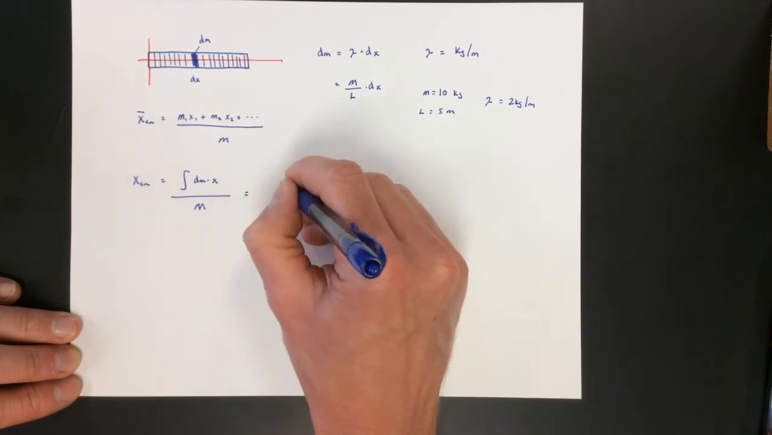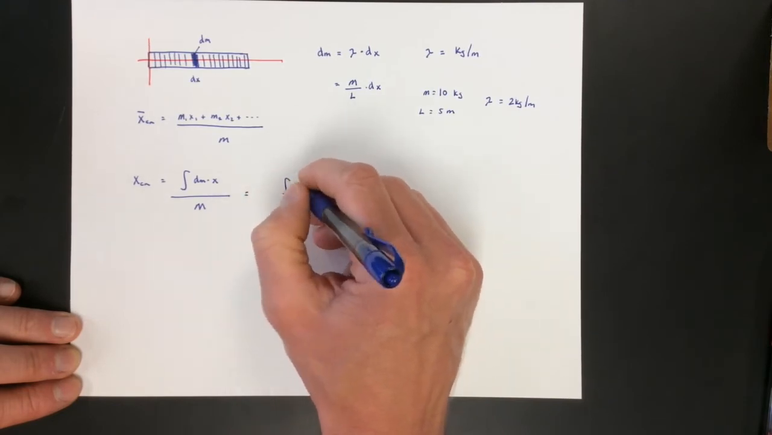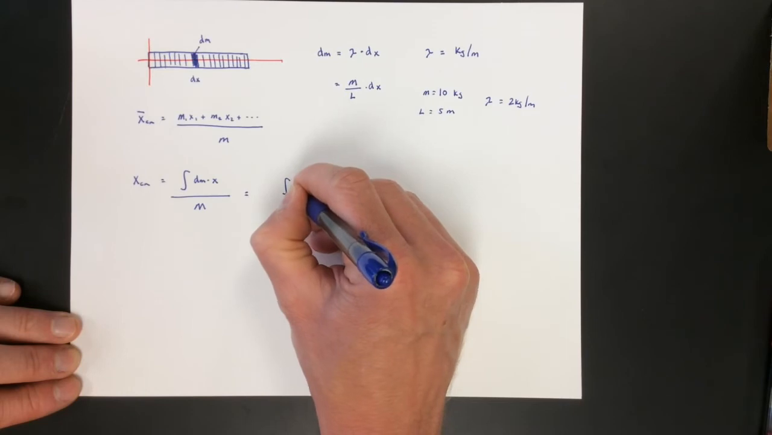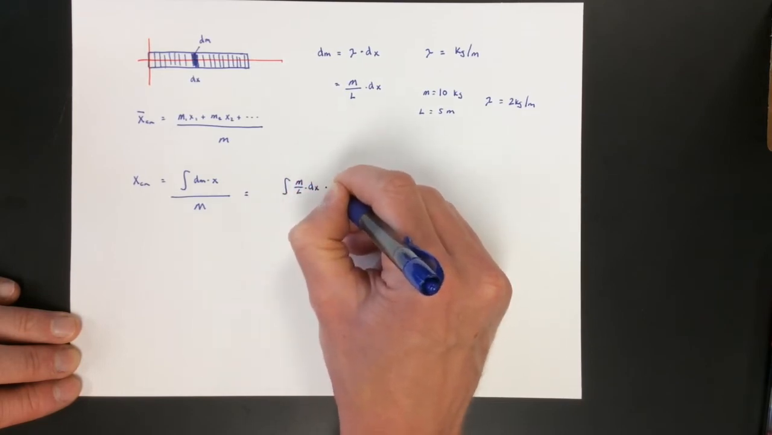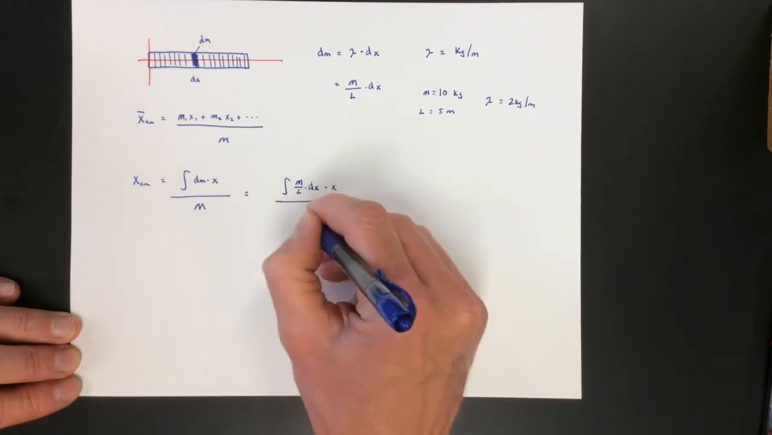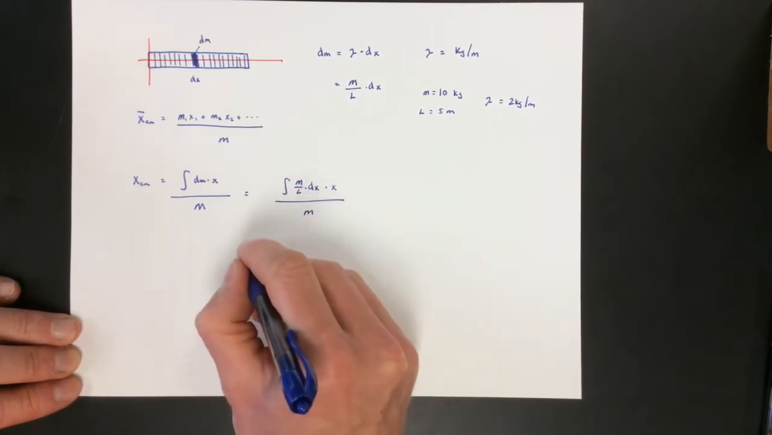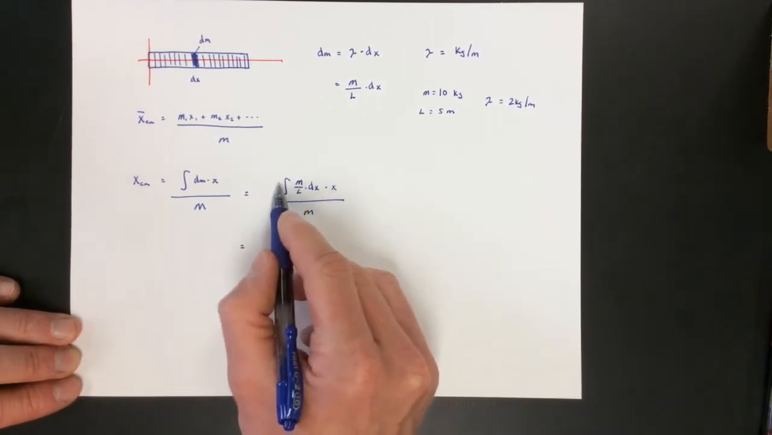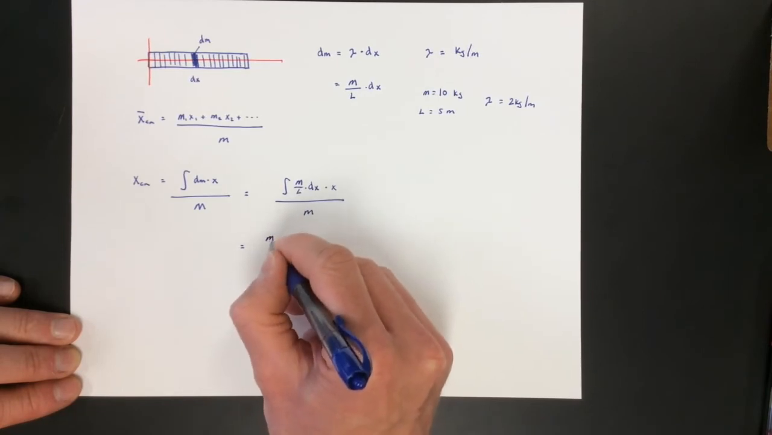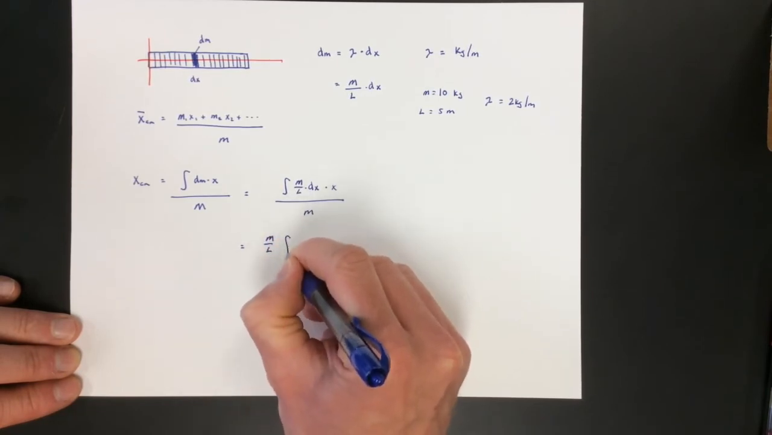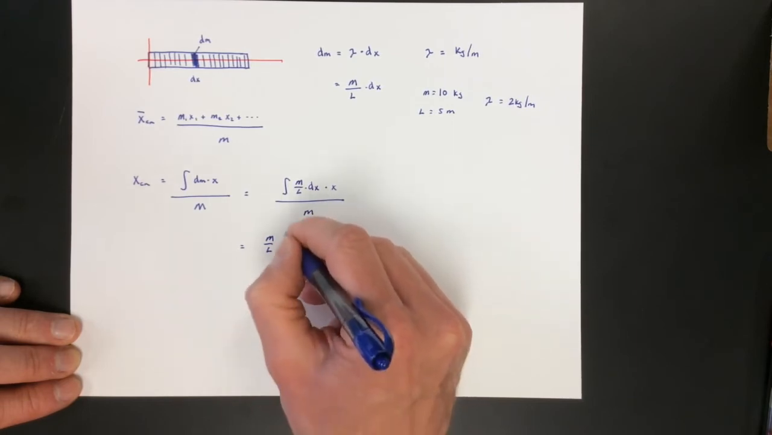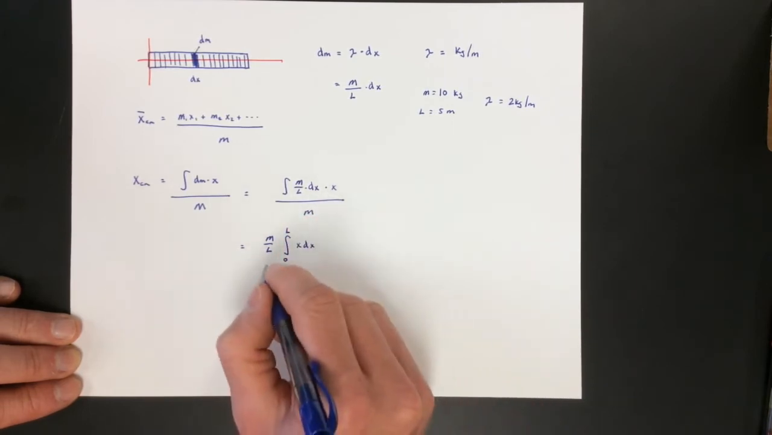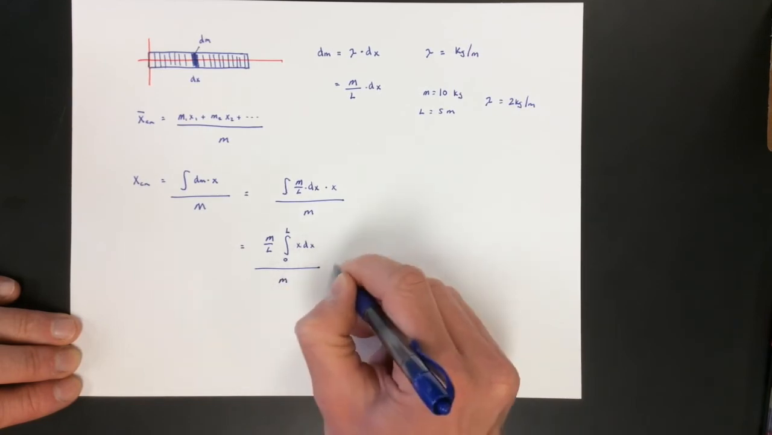So what we have here is we're integrating lambda. Actually, I'll put in m over L times dx. That's dm times x all over m. Look what happens here. m can get factored out of the integral, so can L. And then you're integrating x dx. What are you going to integrate from? We're going to integrate across the whole board, so from 0 to L, and then divide by m.